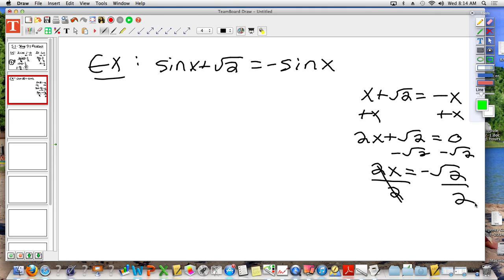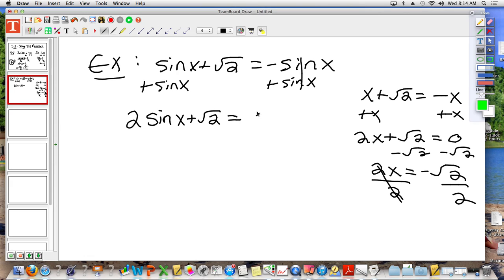So we're going to do exactly the same thing, just using signs. So I am going to take this negative sine of x, and I'm going to move it over here so that my sine of x are together. So I add the sine of x, and then I add the sine of x over here. So I have 2 sines of x plus the square root of 2 is equal to 0.